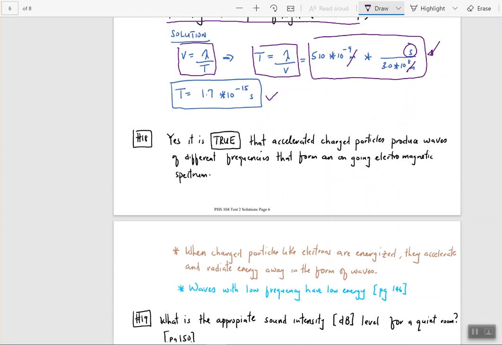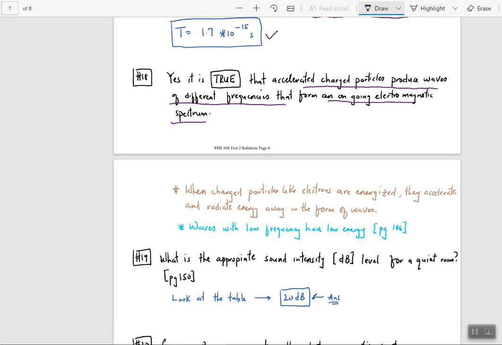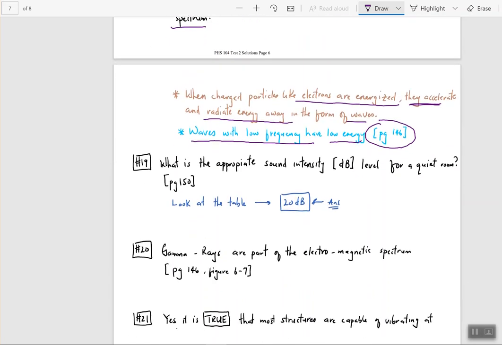Okay. Number 18. Yes, it is true that accelerated charged particles produce waves of different frequencies that form an ongoing electromagnetic spectrum. Just keep in mind that when charged particles like electrons are energized, of course they're going to accelerate and radiate energy away in the form of waves. As I said earlier, waves with a low frequency have a low energy. You can find more of that information on page 146.